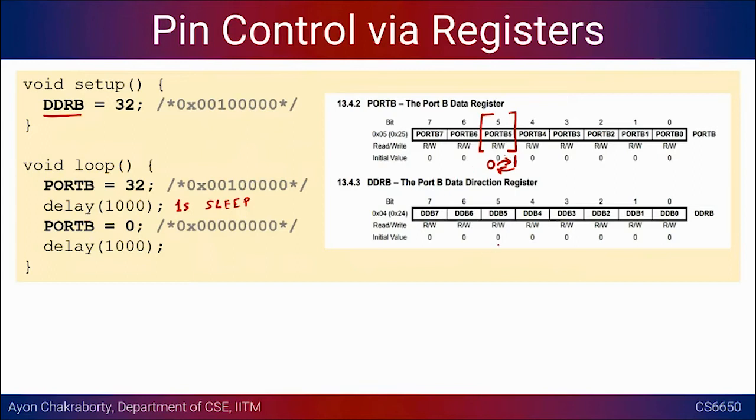And for the data direction register, this is a one-time job. We have written this particular bit as 1, right? So this we do in the setup code, and this is what we change in the loop part of the code. Okay, I hope this is clear.